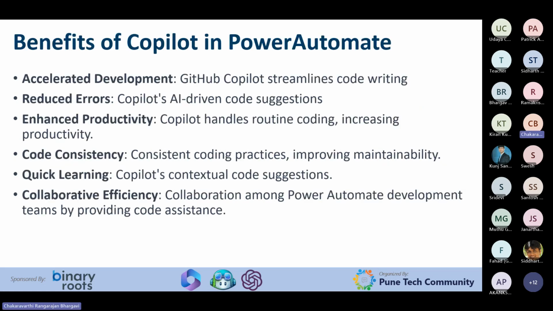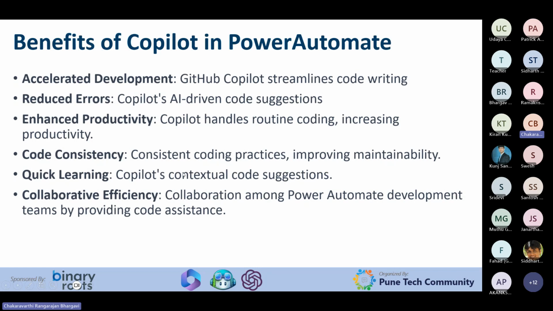Let's see what the benefits of using Copilot in Power Automate would be. You will have accelerated development inside the Power Platform. It would be writing the code for you, generating automations when you just type in, giving you the automations that you would otherwise sit and build for hours. Also, it would reduce errors. Copilot gives you suggestions whenever needed, so the errors that arise when you work manually are reduced.